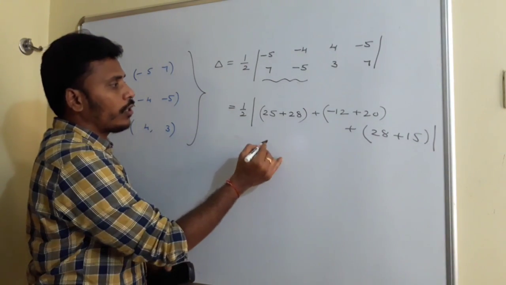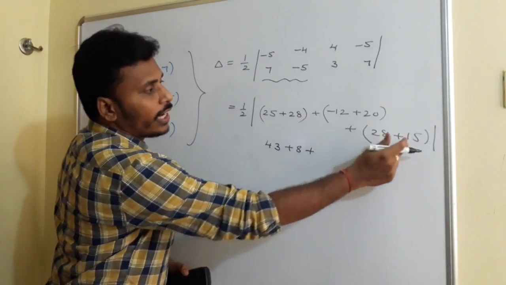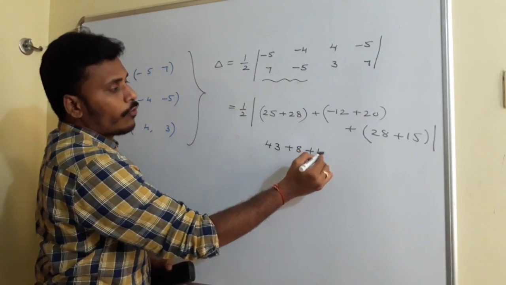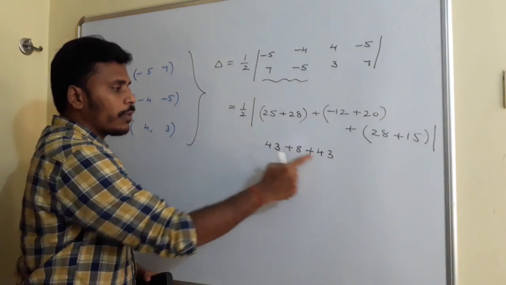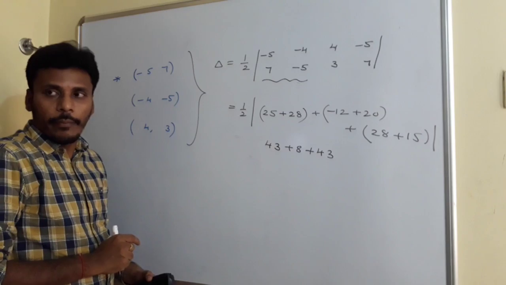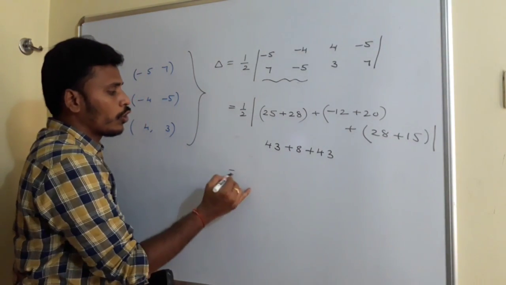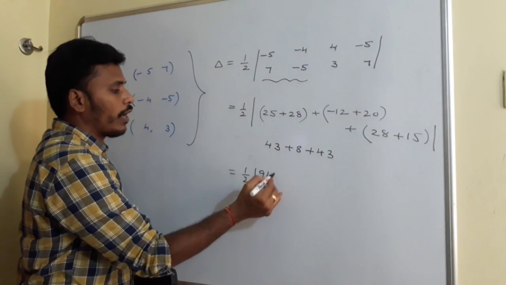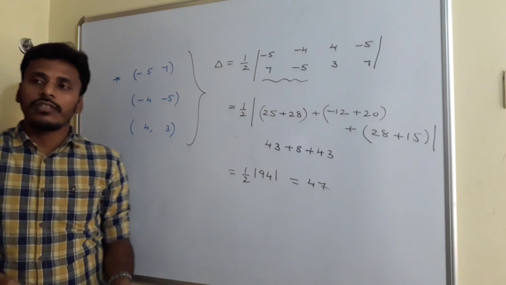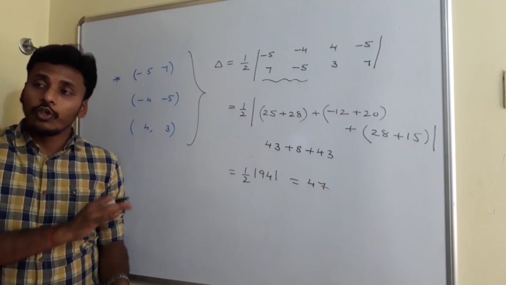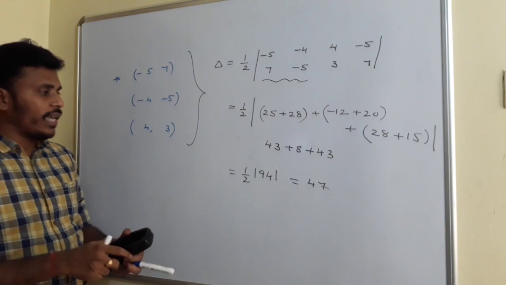This 25 plus 28 is 43, 20 minus 12 is plus 8, and then 28 plus 15 is 43 again. Now 43 plus 43 is 86, and 86 plus 8 is 94. So this is equal to half modulus of 94, and your answer is 47 for this problem. So this is the usual way of finding area. But what I am doing now is a simple technique to find the area again.